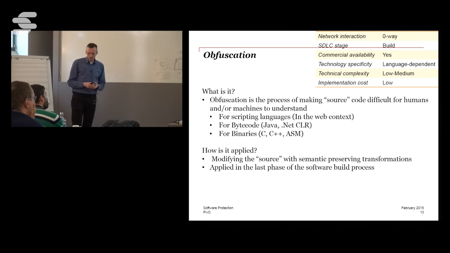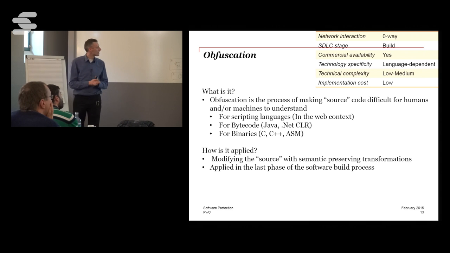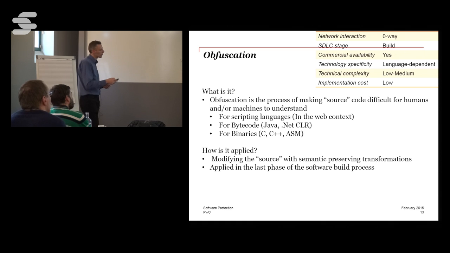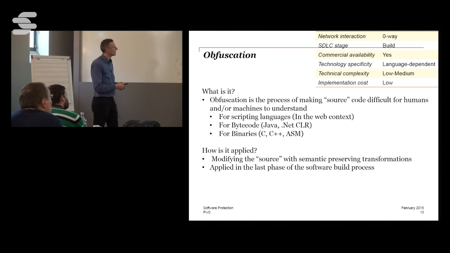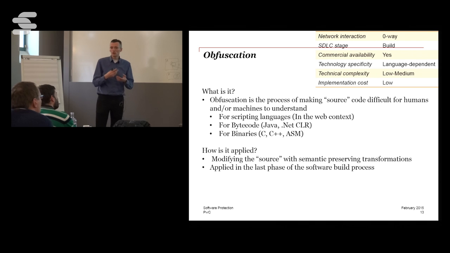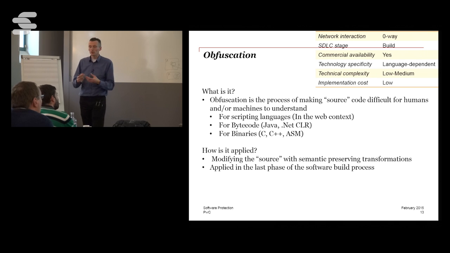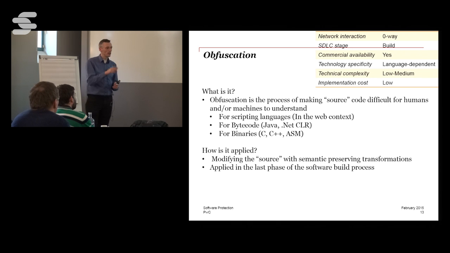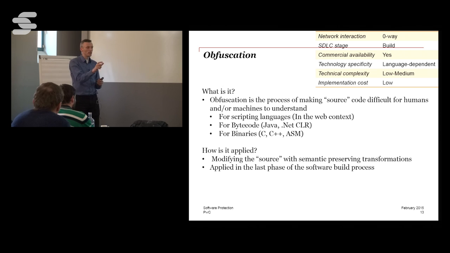So obfuscation as a first technique. What is obfuscation? Obfuscation actually tries to protect against unauthorized analysis of software. So you're trying to make sure that the source code that you're actually shipping to the client, that it becomes difficult for humans to actually read the source code. So a typical example would be JavaScript. If you have a web application and you have an Ajax application, for instance, it will contain a lot of JavaScript. JavaScript is just sent in plain text, in clear text, to the client.